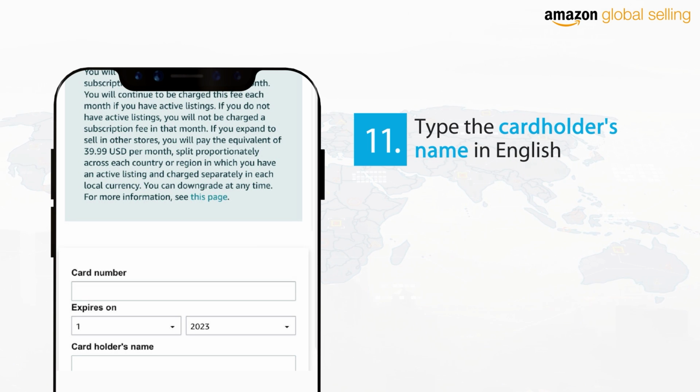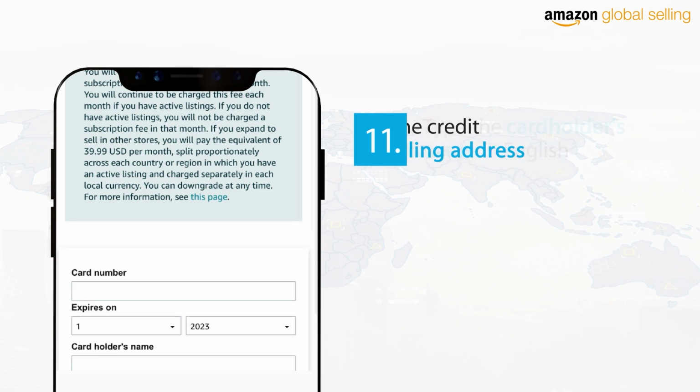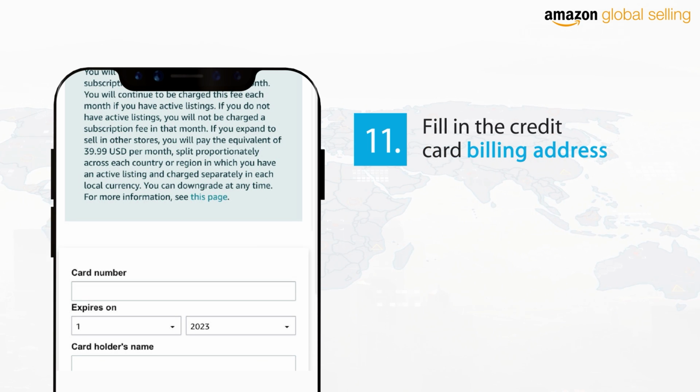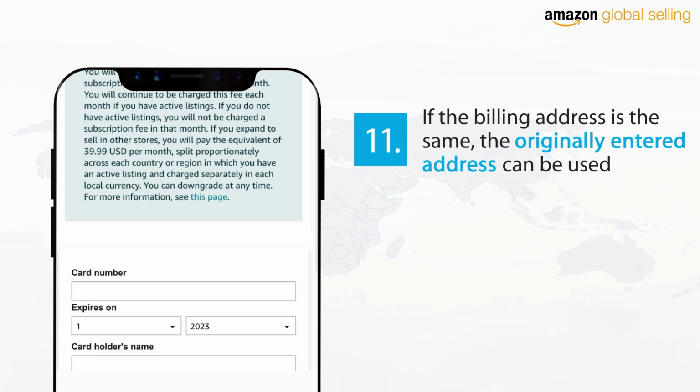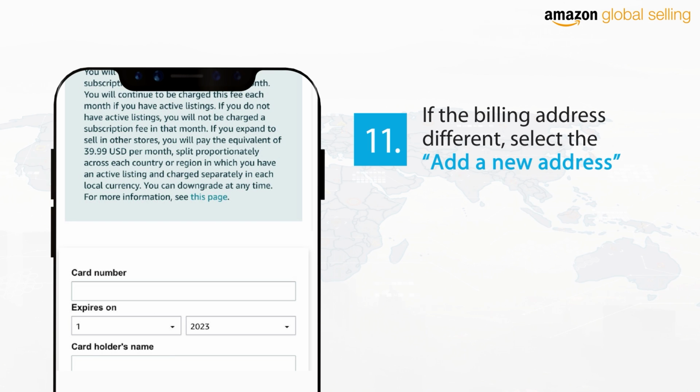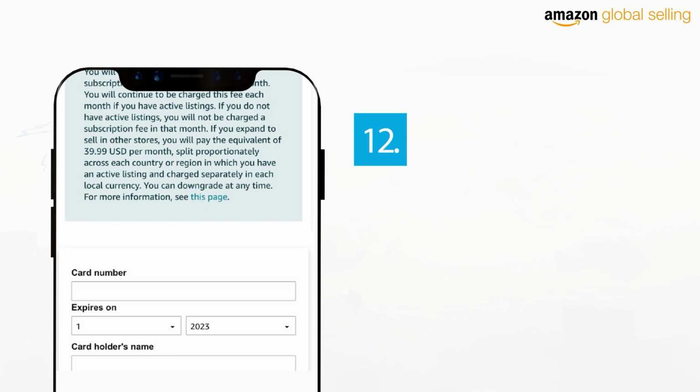Type the card holder's name in English. Ensure that you fill in the credit card billing address. If the billing address is the same as the business address, you can use the address you originally entered. If the billing address and the business address are different, select the Add a New Address option to enter a new address. Next, enter your store name.